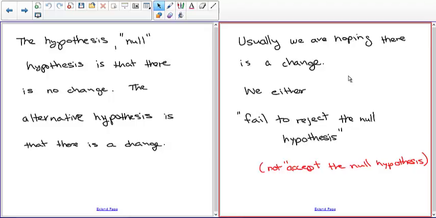Now, if there is a change, so we're usually hoping for a change, or it's kind of like waiting for something not to happen.